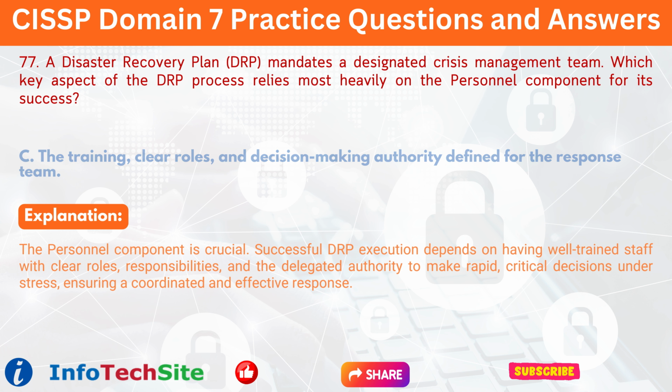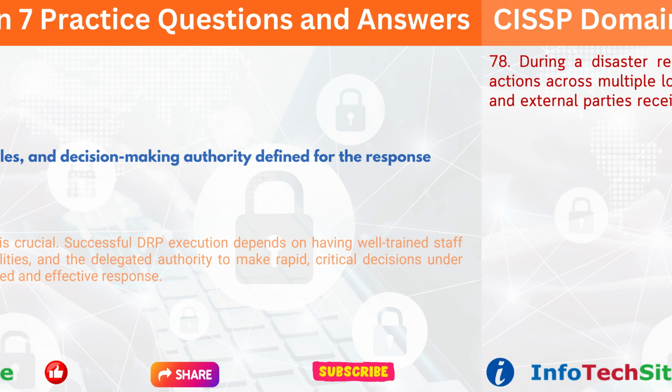The training, clear roles, and decision-making authority defined for the response team. Explanation. The personnel component is crucial. Successful DRP execution depends on having well-trained staff with clear roles, responsibilities, and the delegated authority to make rapid, critical decisions under stress, ensuring a coordinated and effective response.